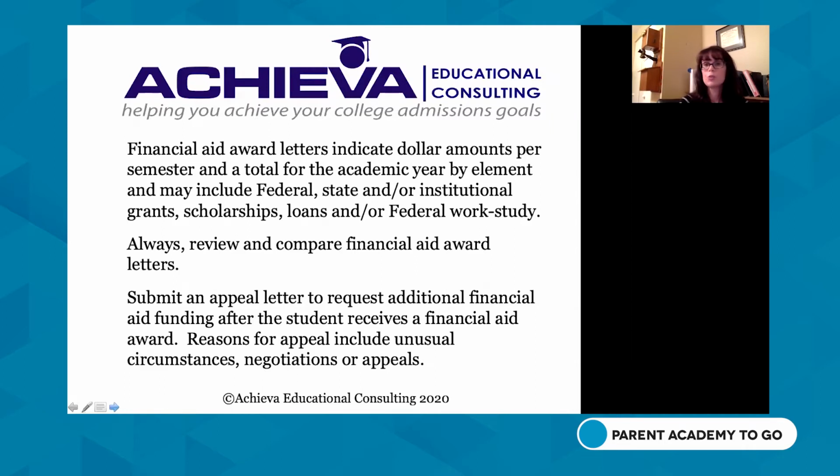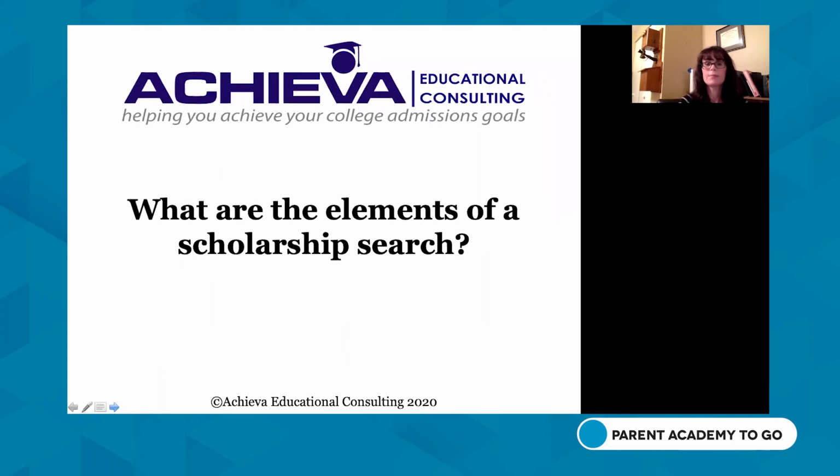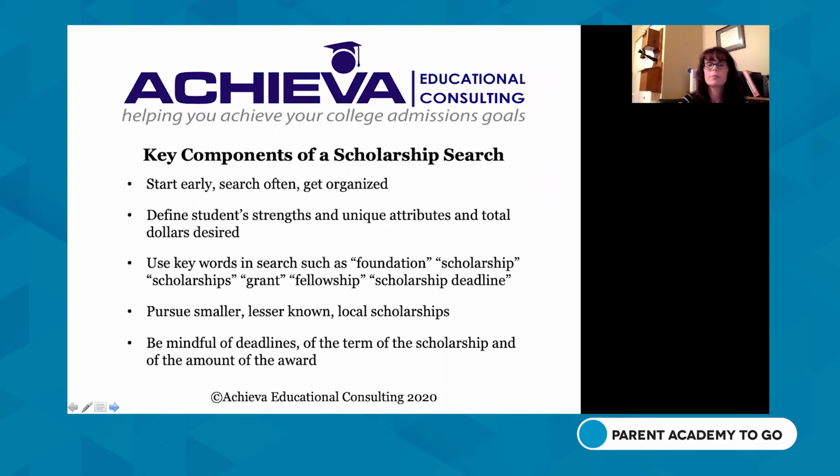What is an unusual circumstance? There's been a death of the parent. In this case, COVID, a loss of a job, those types of things. What are the elements of a scholarship search? Key elements of a scholarship search are start early, search often, and get organized.